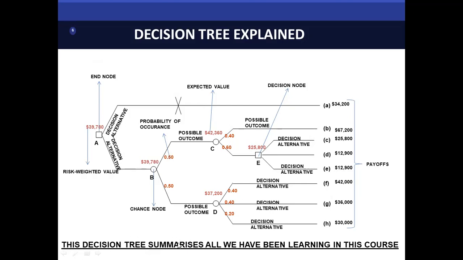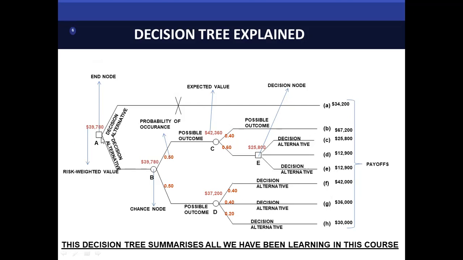Now, I did not clearly state the decision here because this is for example. This is for explanation. So that's why I stated here that this decision tree summarizes all we have been learning on this course. So for you who is going to make a decision, you're going to state clearly that this summarizes the decisions, and this and this and this are the decision arrived after looking at the decision tree. Now let's break this tree down.